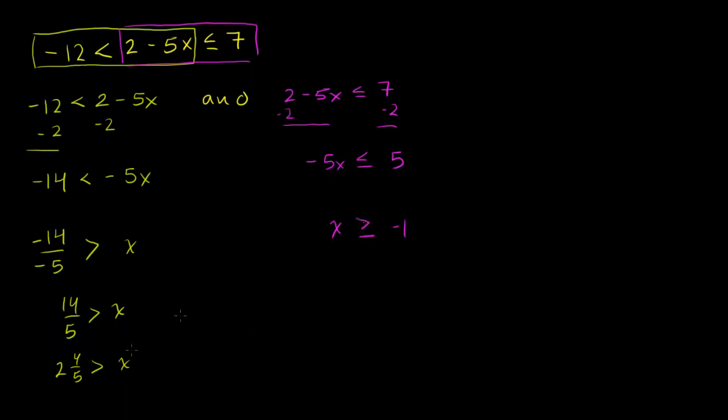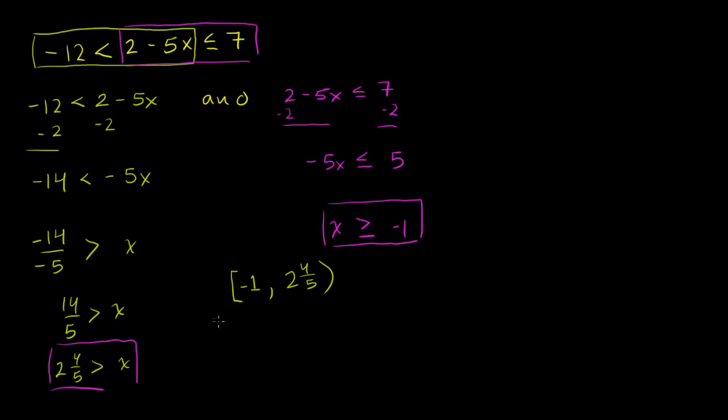So we have our two constraints. X has to be less than 2 and 4/5, and it has to be greater than or equal to negative 1. So we could write it like this. X has to be greater than or equal to negative 1. So that would be the lower bound on our interval. And it has to be less than 2 and 4/5. And notice, not less than or equal to. That's why I wanted to show you. You have the parentheses there, because it can't be equal to 2 and 4/5. X has to be less than 2 and 4/5.